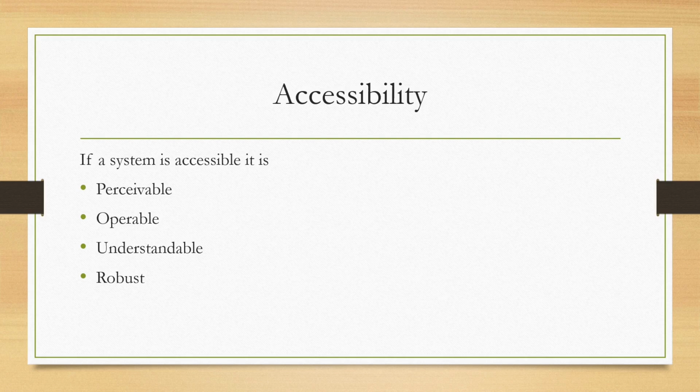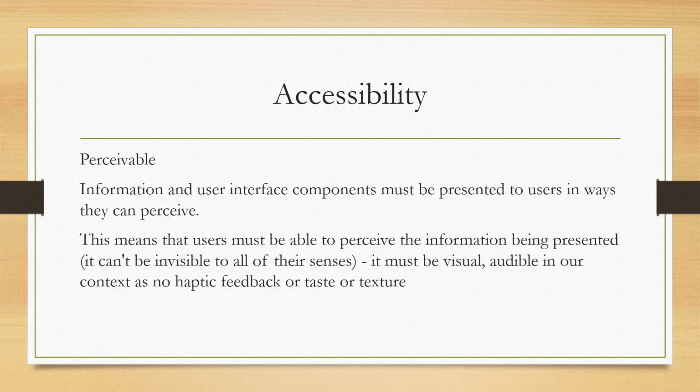Okay, if something's perceivable, that means that information and the user interface components are presented in a way that users can perceive. That means that a user can actually find it on the page. It's got to be visual or audible. It's got to be able to provide them feedback in a way that they can understand.